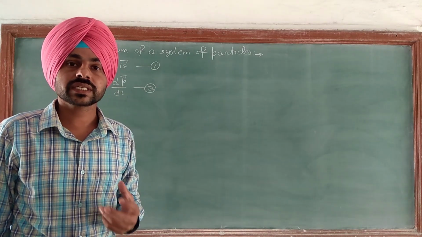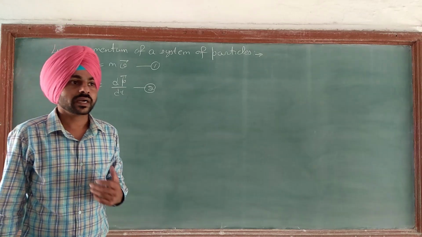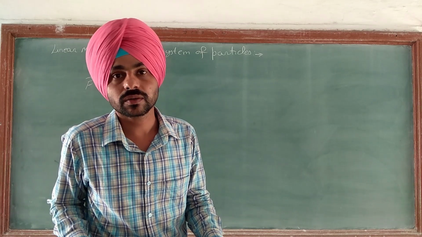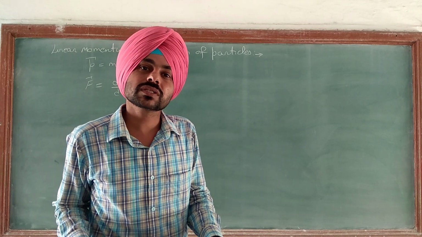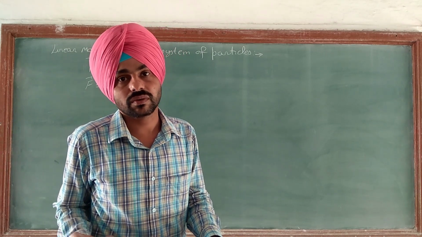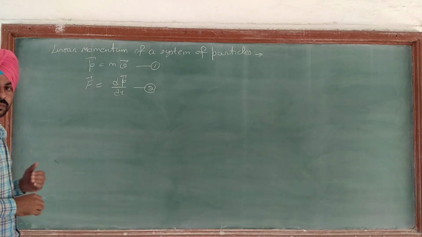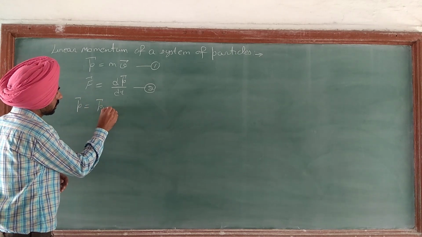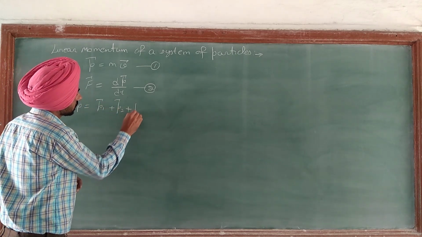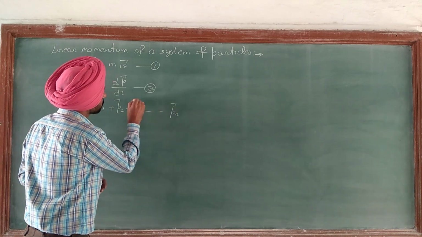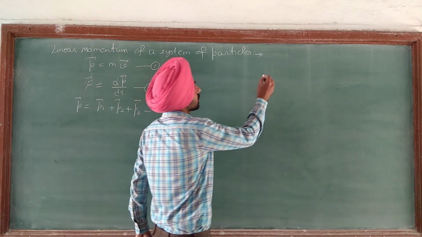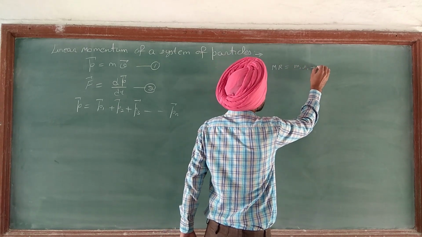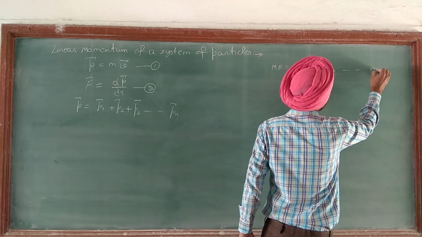Now suppose the system is an n-particle system. Particles having masses m1, m2, m3 and so on, mn have their position vectors r1, r2, r3 and so on, rn, and their velocities, obviously, v1, v2, v3 and so on, vn. So for the system of n particles, the linear momentum P is the vector sum P1 plus P2 plus P3 and so on, Pn. As we have already discussed, M R is m1 r1 plus m2 r2 and so on, mn rn.